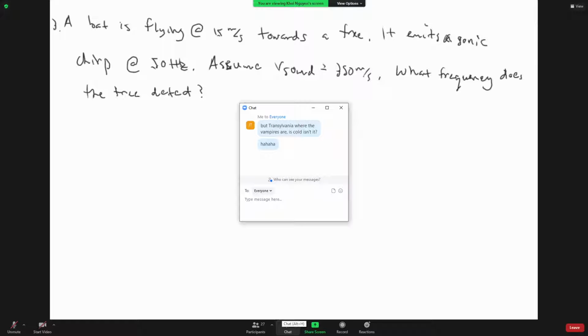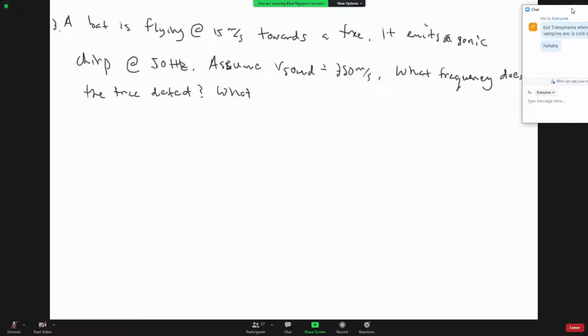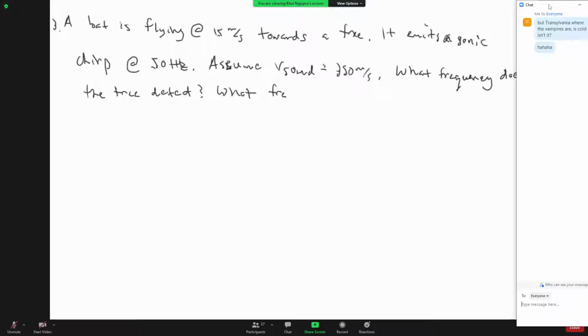And I want to know what's so funny? You think of real bats, right? You're thinking of those fictional vampire bats. I'm thinking of real bats. Where do actual vampire bats live? India. They don't live in Transylvania. Get out of town. You've been reading too much Mary Shelley and Bram Stoker. What frequency echo does the bat hear?